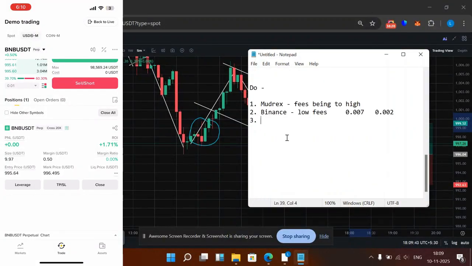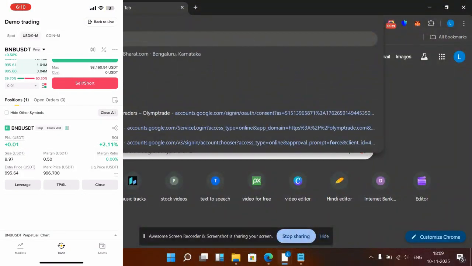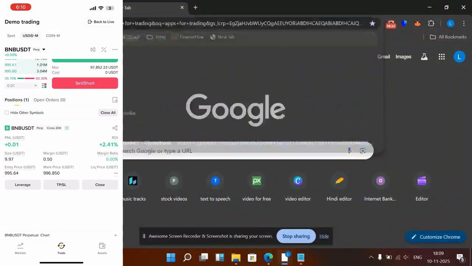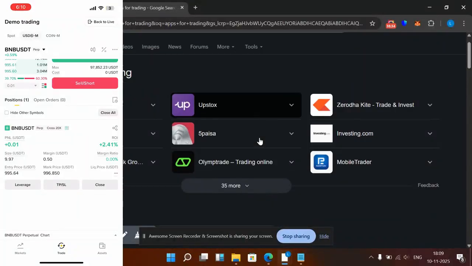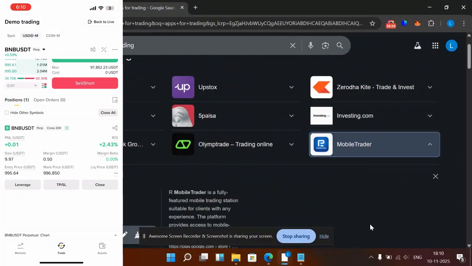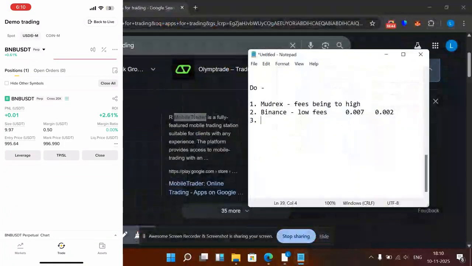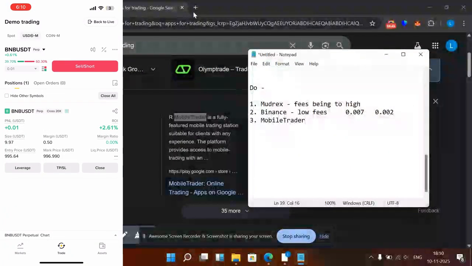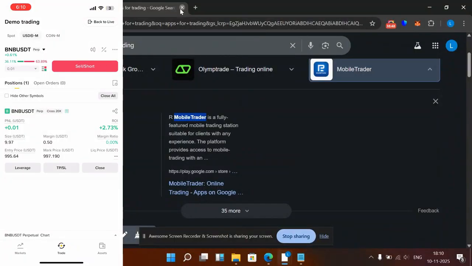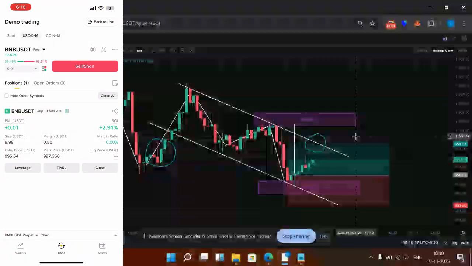Now another app I'm going to recommend. We can open Google also. Upstox also I was going to recommend to you guys. Yeah, this one is another app, MobileTrader. Many people use it. We are up. We are going up.